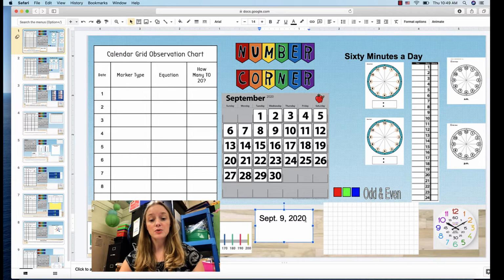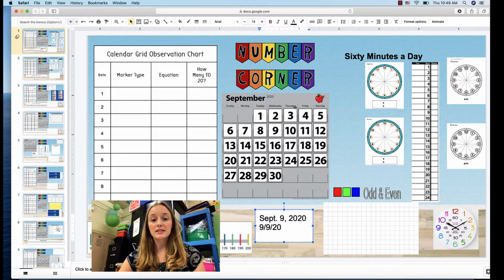If I wanted to abbreviate September 9th, like we did yesterday, we counted January, February, March, April, May, June, July, August, September. So again, we're still in the 9th month. The 9 is the day and 20 is the year. So it would be 9/9/20 today.